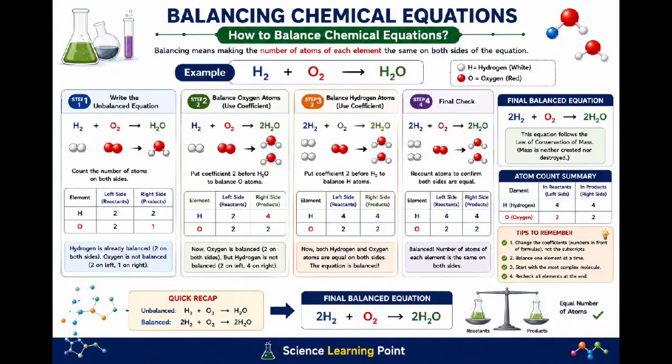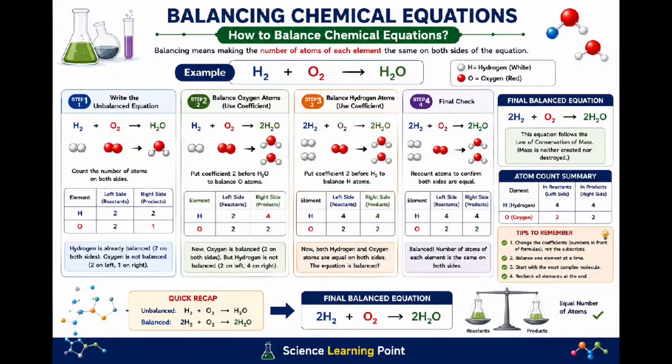This is one of the most important topics for the class 10 board exam: balancing a chemical equation. Many students find this topic difficult, but don't worry. Once you understand the steps, it becomes very easy. Okay, let's take the equation H2 plus O2 gives H2O. Step 1, write the unbalanced chemical equation.